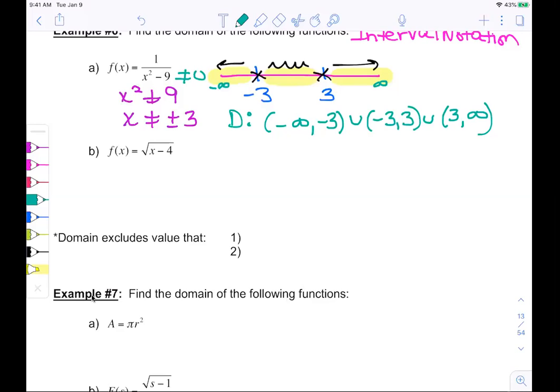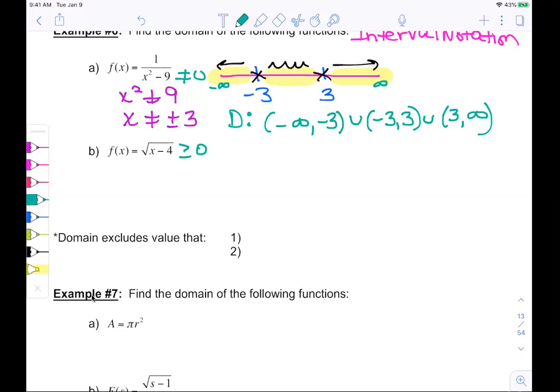Jeremy, do you know, if a number can't be negative, then we would say it has to be bigger than what? 0. Yeah, bigger than 0. Can it be 0, Jeremy? Can you take the square root of 0? You can. So it could be 0. It could be bigger than 0.